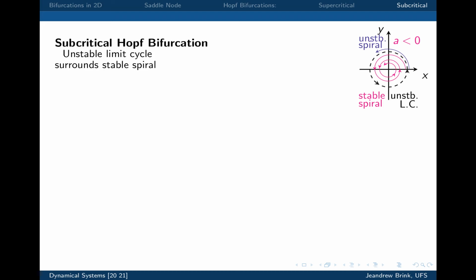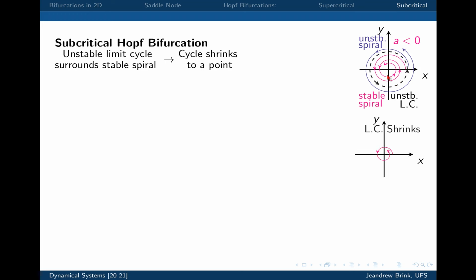And what happens with a supercritical Hopf bifurcation is that it changes the unstable limit cycle. So this dotted black line shrinks to a point. It gets smaller and smaller. So the region around this stable spiral gets smaller and smaller. The region in which you can have a stable spiral gets smaller and smaller.